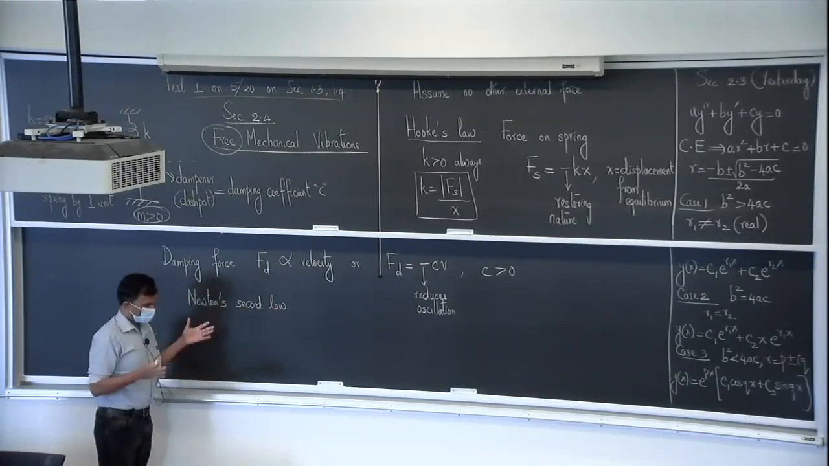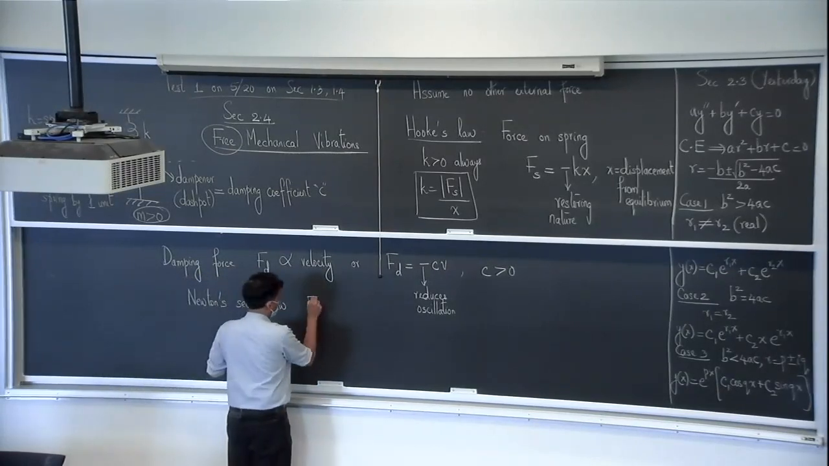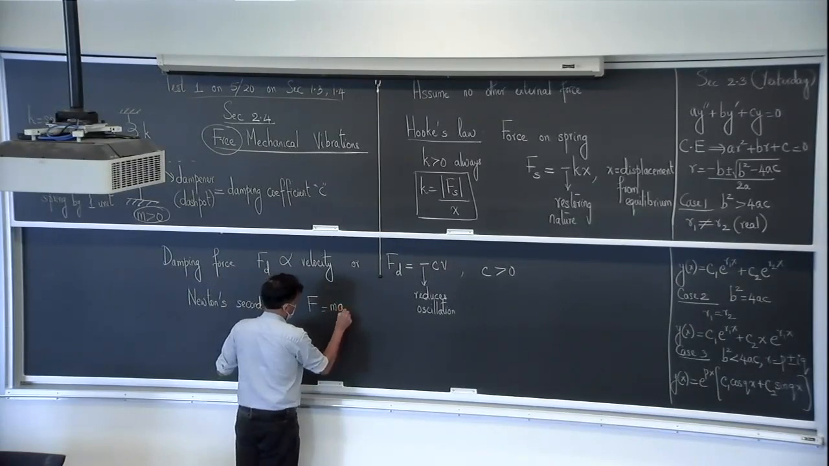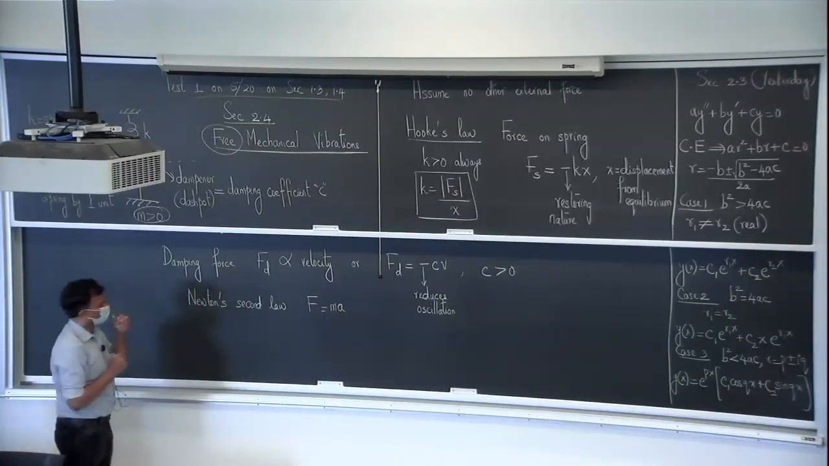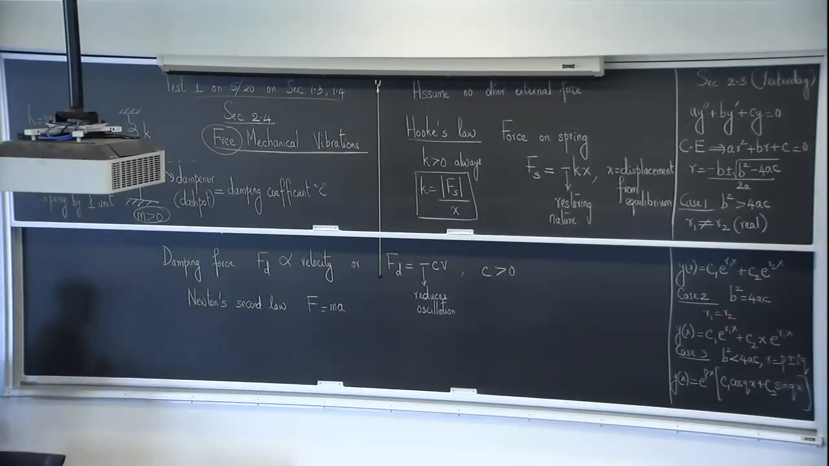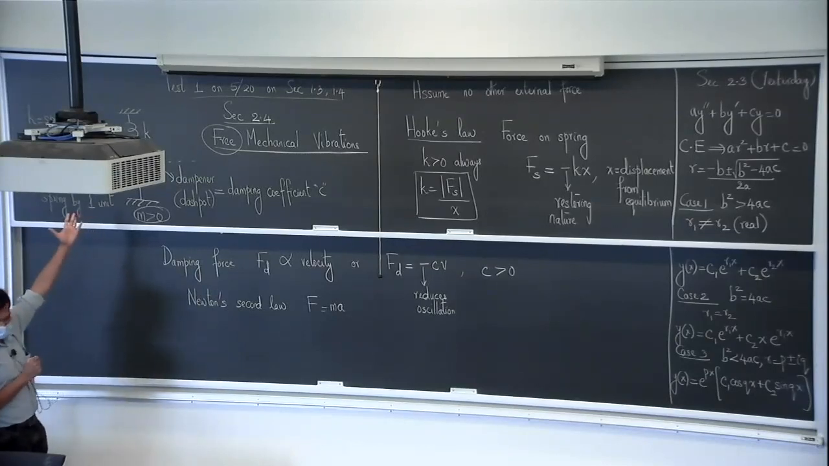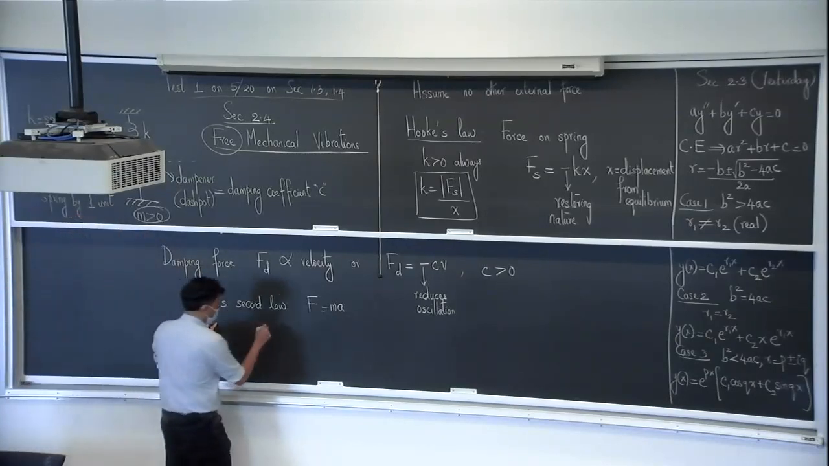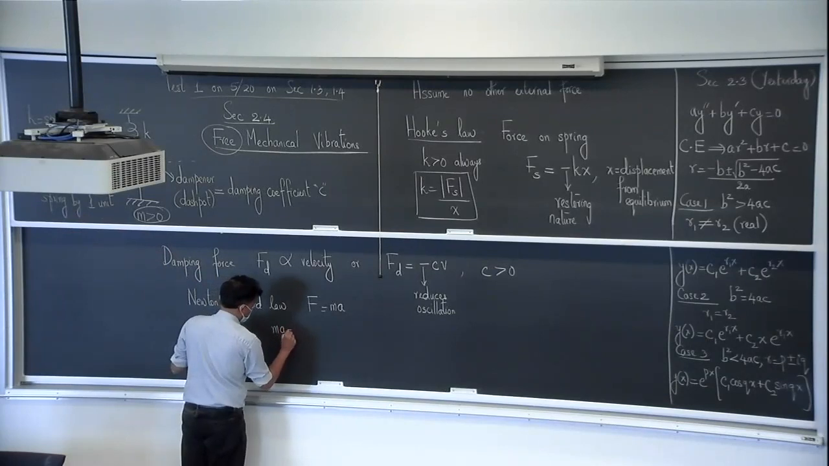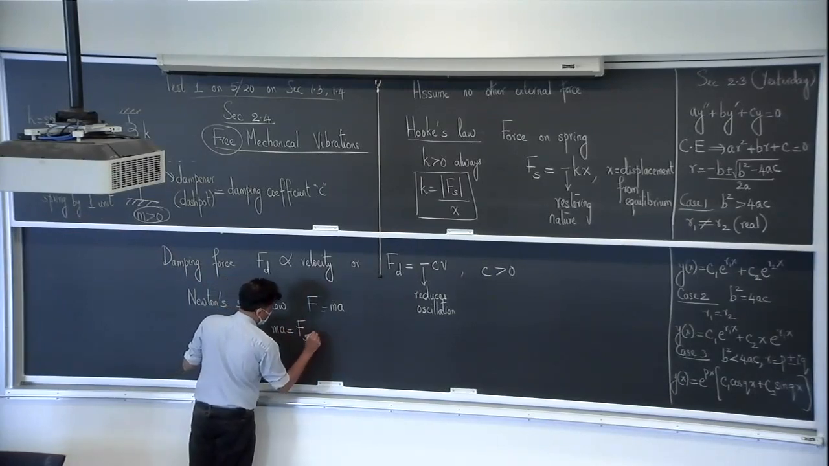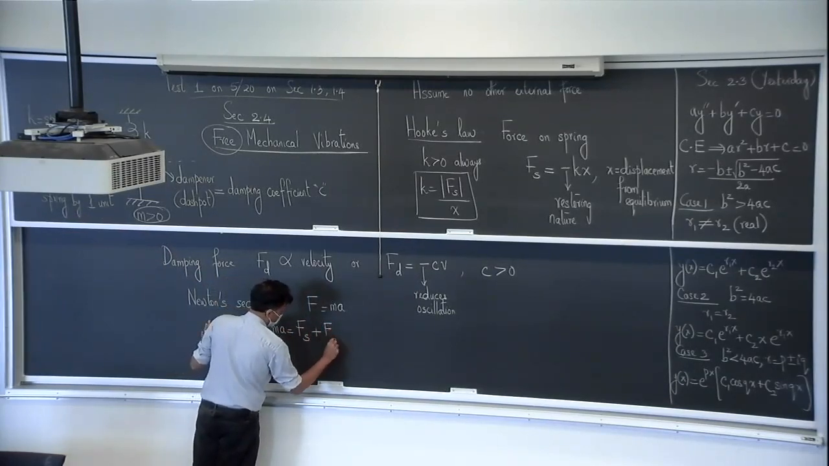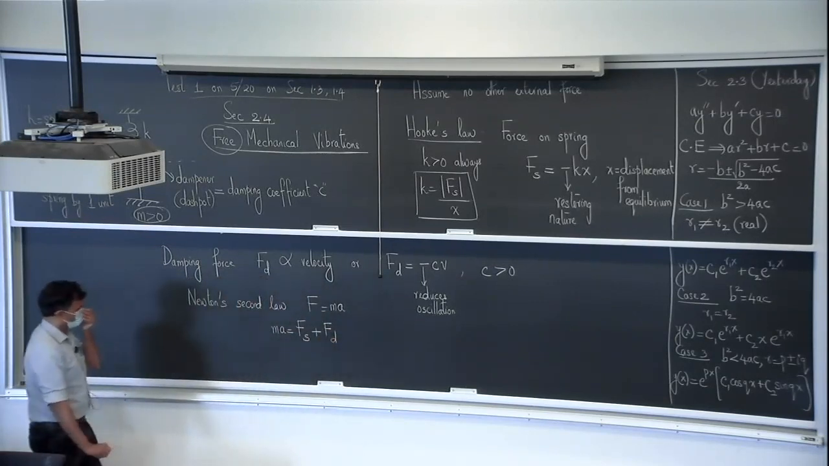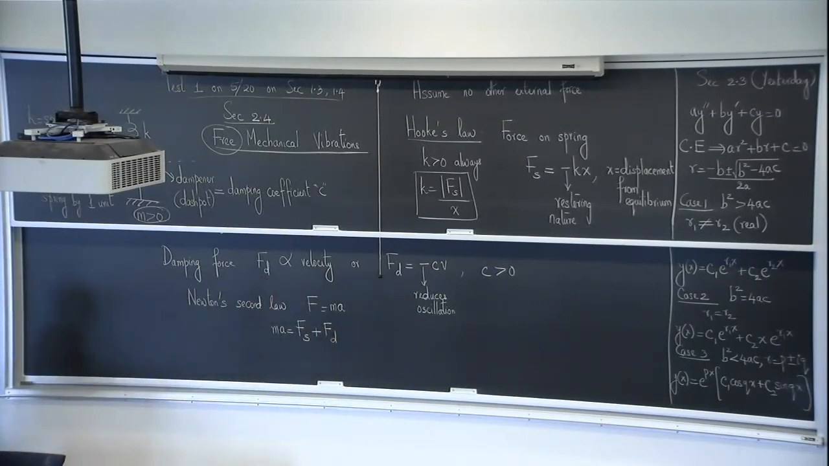Which tells you that the total force is equal to mass times acceleration. So we are given the mass here. So we have mass times acceleration is equal to the force due to spring plus the force due to the dashpot. These are the only two forces here. The net force must be equal to mass times acceleration according to Newton's law.